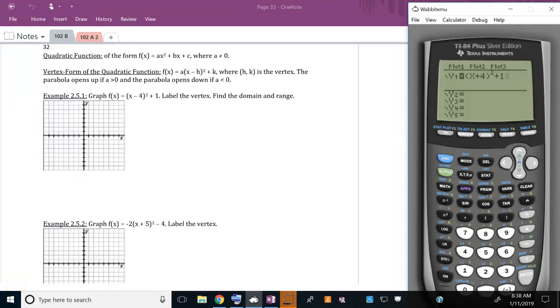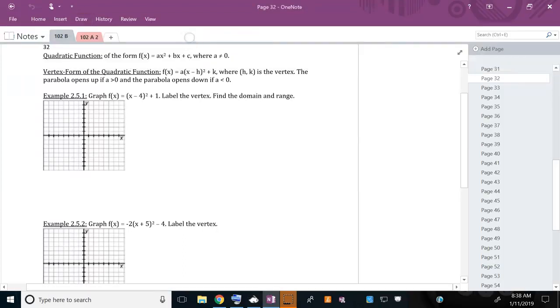Math 102, example 2.5.1. Let's look at quadratic functions. So a quadratic function is anything in the form ax squared plus bx plus c, where that leading coefficient a is not 0. If it was 0, we have a linear function. We've already done those. Now that's the standard form of the quadratic function.